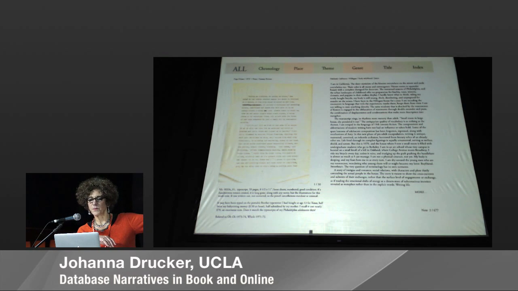All is the name of the project, and you could sort tables of contents by sucking out from the XML, of course, just with transforms. You can have a table of contents that's by chronology, a table of contents that's by place, by theme, by genre, by title. So you have multiple tables of contents and points of entry into the same material. It's an archival approach to writing. It's an archival approach to composition.